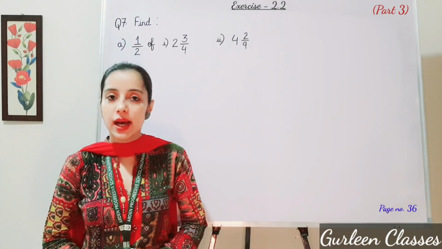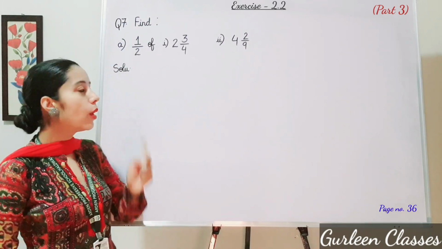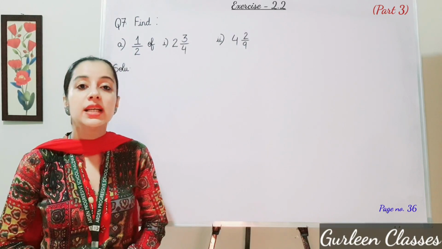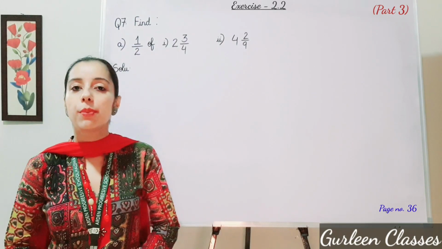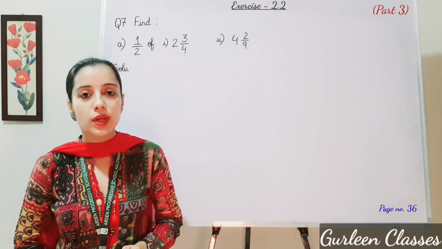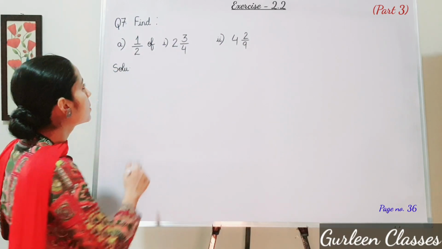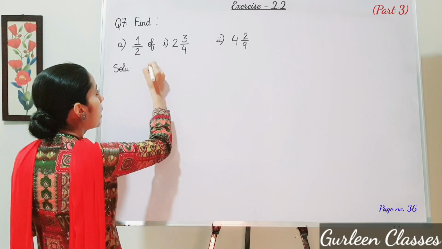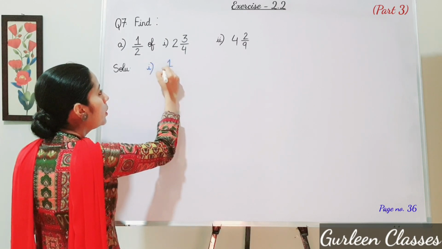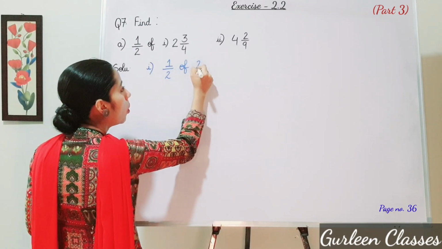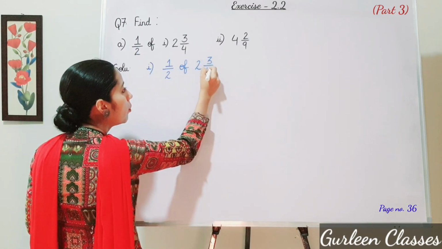Question number 7. Find A part: 1 upon 2 of, first part 2 whole 3 upon 4. Second part 4 whole 2 upon 9. We have to do this question the same way as we have done question number 5. So let us solve the first part. So right here, first part 1 upon 2 of 2 whole 3 upon 4.